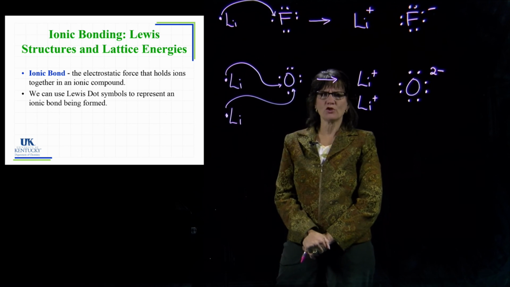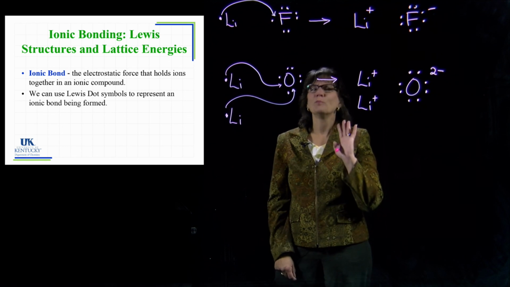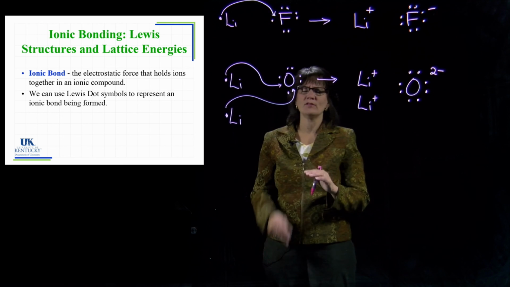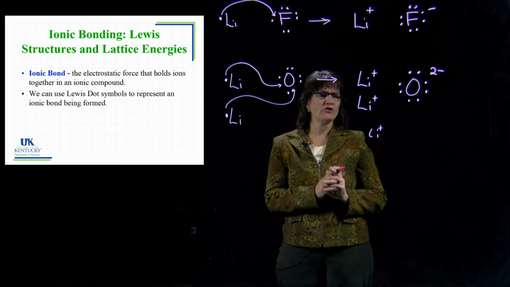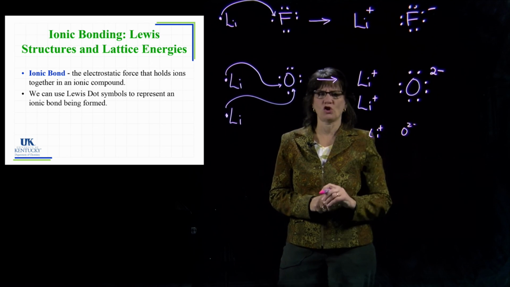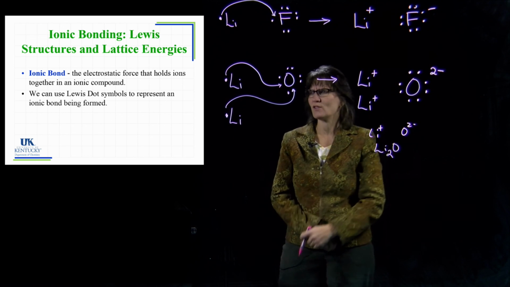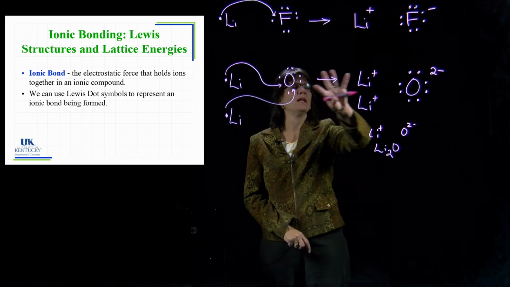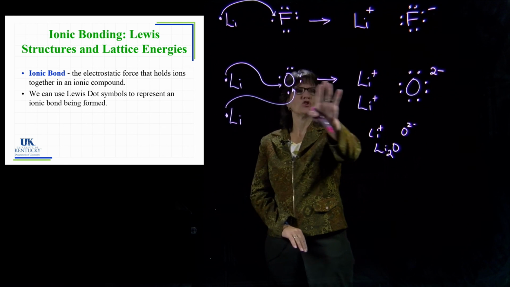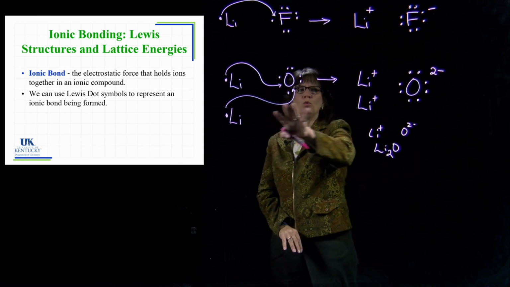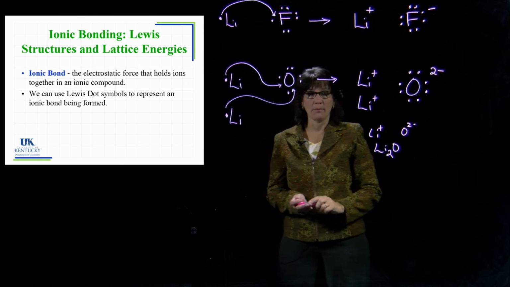Way back in Chapter 2, we learned how to write formulas for ionic compounds. But at that point, we were just looking at a periodic table and seeing where lithium was and knowing that lithium had a plus charge, and looking at where oxygen was and knowing that it had a 2 minus charge, and we did a kind of crisscross thing and came up with Li2O as the formula. But this is what's happening with the electrons. So Lewis theory shows the electrons and their role in how they move in order to form your ionic compound.